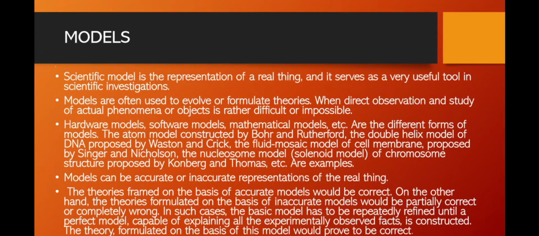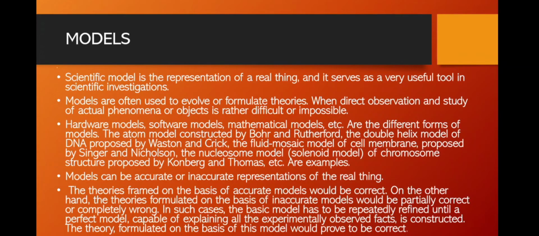The theories framed on the basis of an accurate model would be correct. On the other hand, the theories formulated on the basis of inaccurate models would be partially correct or completely wrong. In such a case, the basic model has to be repeatedly refined until a perfect model capable of explaining all the experimentally observed facts is constructed. The theories formulated on the basis of this model would prove to be correct.